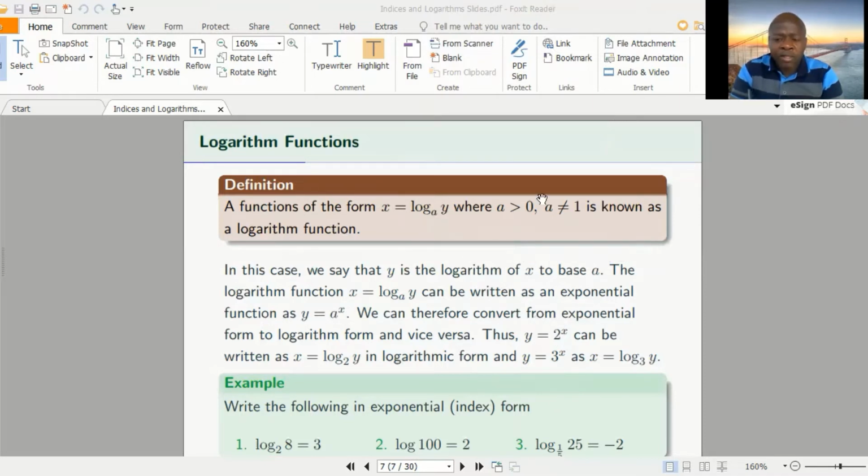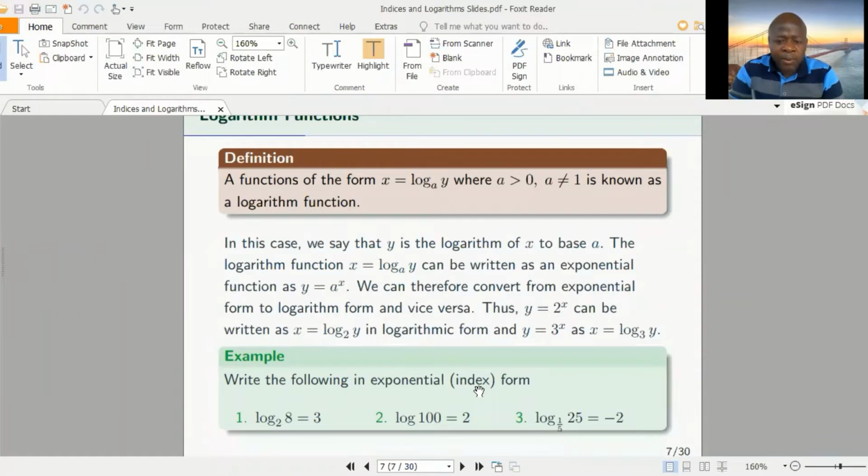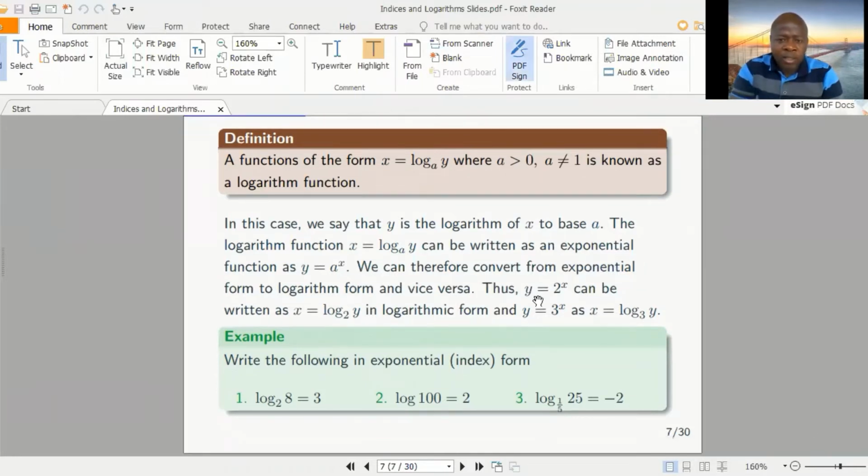And I begin with the first example. The example says, write the following in exponential or index form. So we've been given logarithmic form, and we want to write it in index form. Solution: to write this first one in index form, 3 goes to where y is, we drop the logarithm, so it will be 2 raised to 3 is 8. So 3 goes to be the power, and 8 goes to where 3 was.